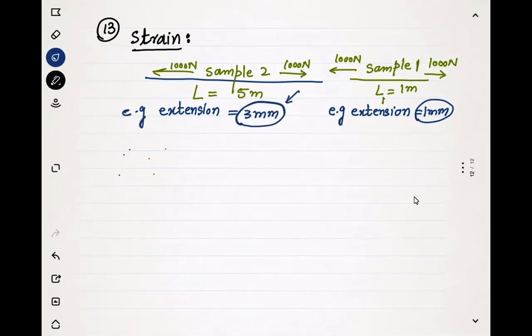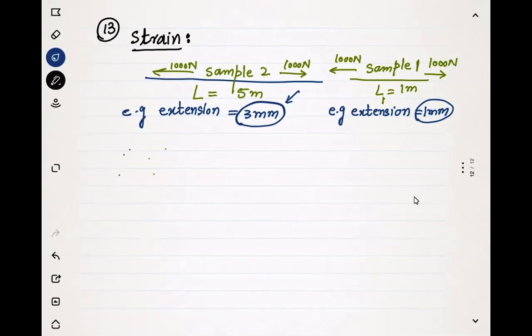However, the problem here is that it's not a fair test. For a fair test, the lengths must be equal. And if you do the experiment even with different lengths, then dividing the extension by length, you can get a direct or a fair comparison. And the quantity extension over length is called the strain. So the strain is defined to eliminate the effect of length on the extension.